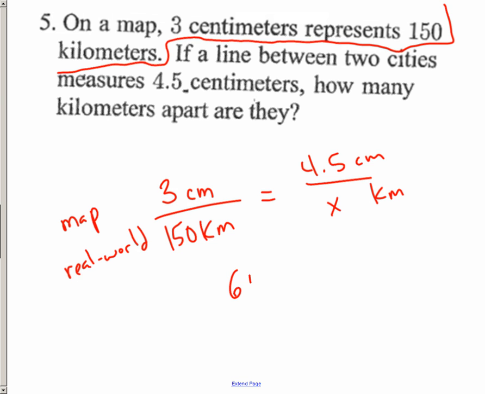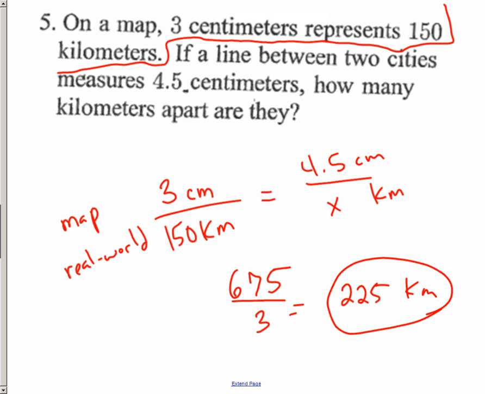150 times 4.5 is 675. And then we just divide it by the leftover 3. And we know that the answer is 225 kilometers.